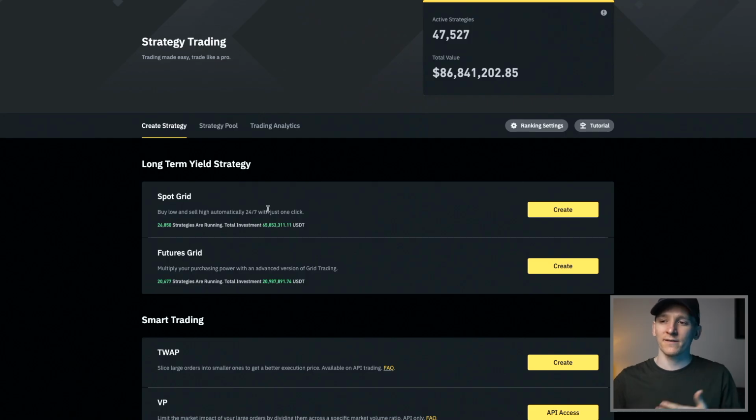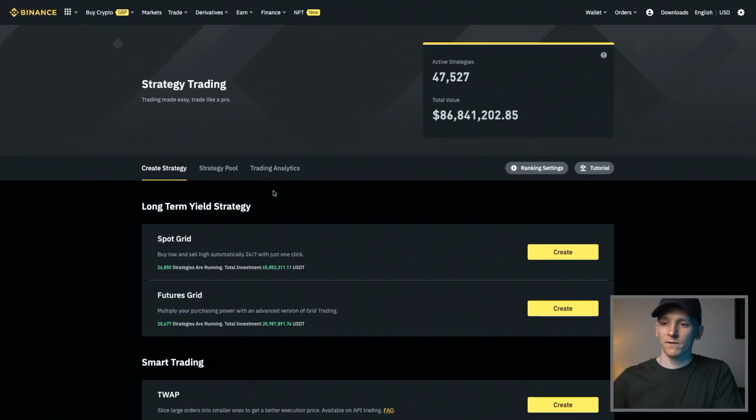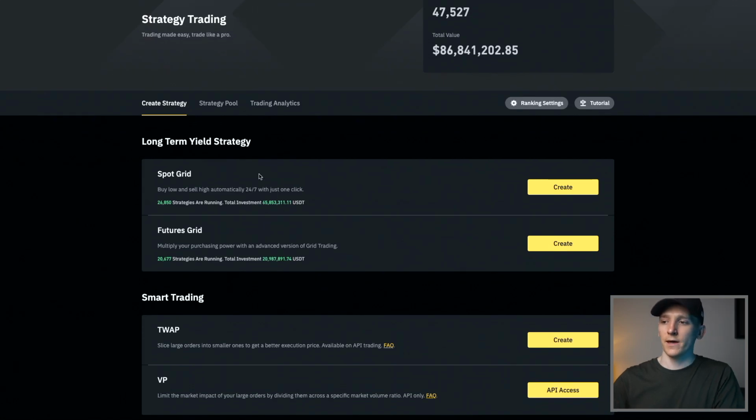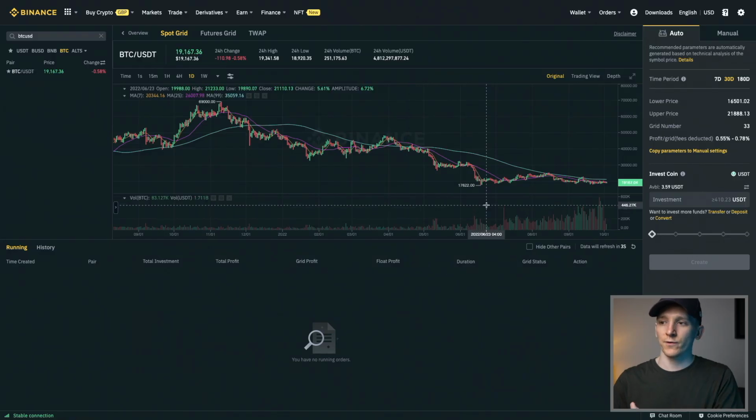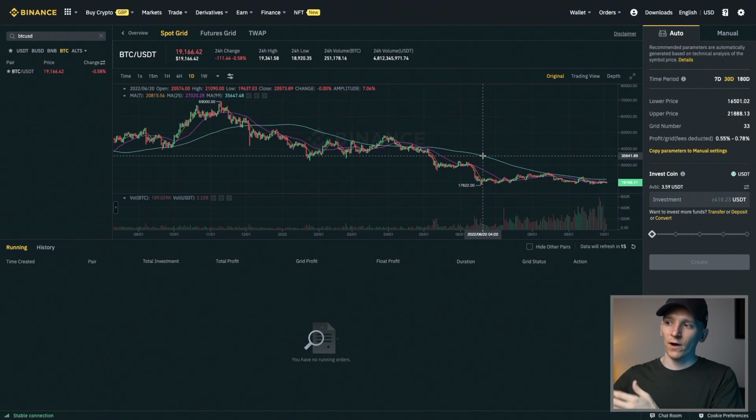If you want to set your own parameters, you can do that on every platform as well. I'll show you on Binance here, but it's the same on most platforms where there's a spot grid or a futures grid that you trade from, and then press create and it will take you through to the page. You want to find a lower and an upper bound that you think it's going to trade within whilst you're trading.